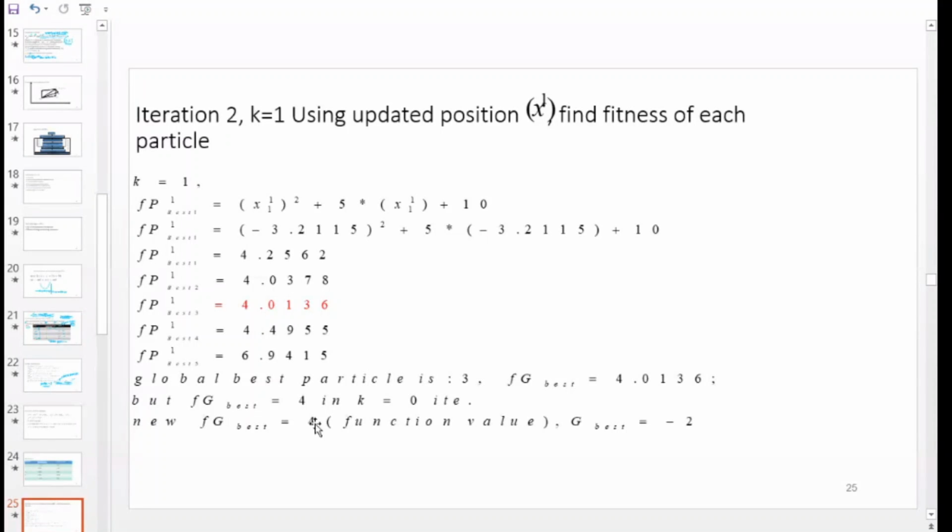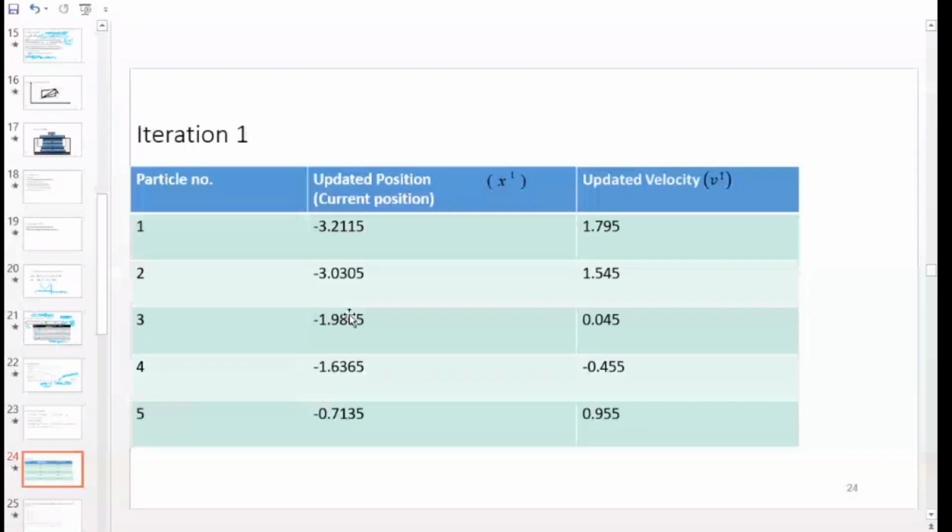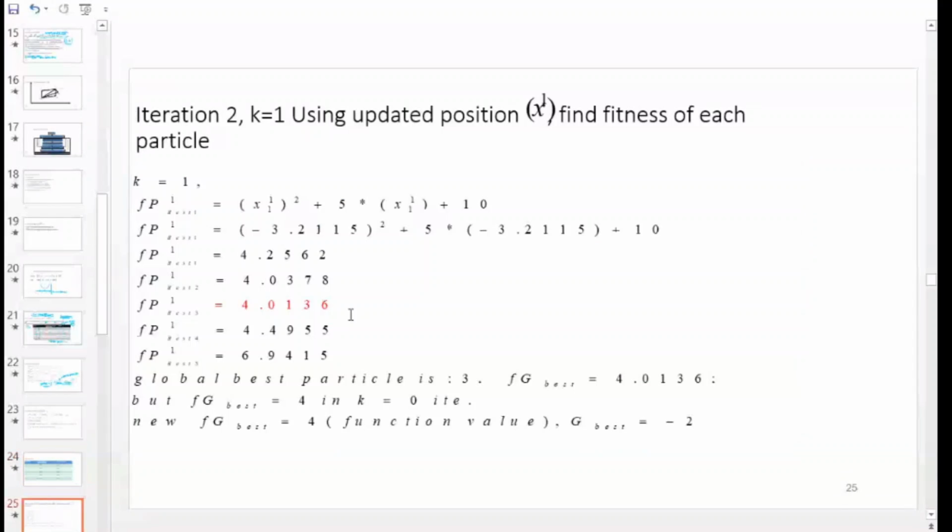So in this iteration, what is the global base particle? Third is the global base particle whose index is third, roll number is third. Minimum value of f of x is 4.01, and corresponding to f of x, what is the x value, g based value? What is the g based value, right?